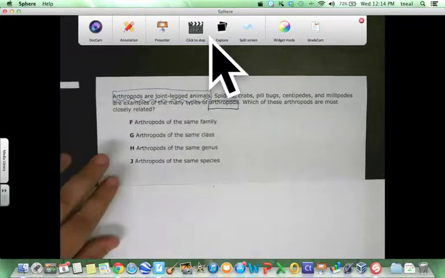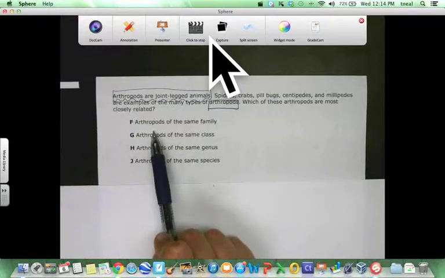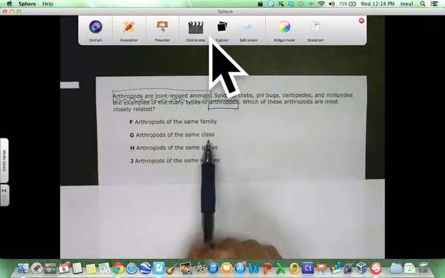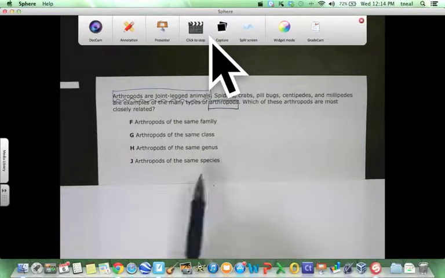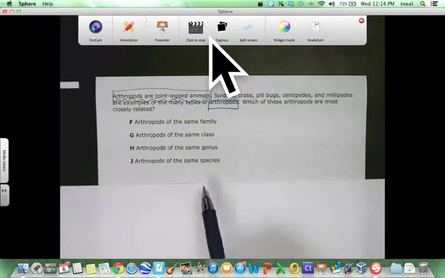And the answers are arthropods of the same family, arthropods of the same class, arthropods of the same genus, arthropods of the same species. Now notice I read all of them. Okay, I didn't stop at the first one and say, oh, that's it, and circle it. I read all of them. So this is a classification question.